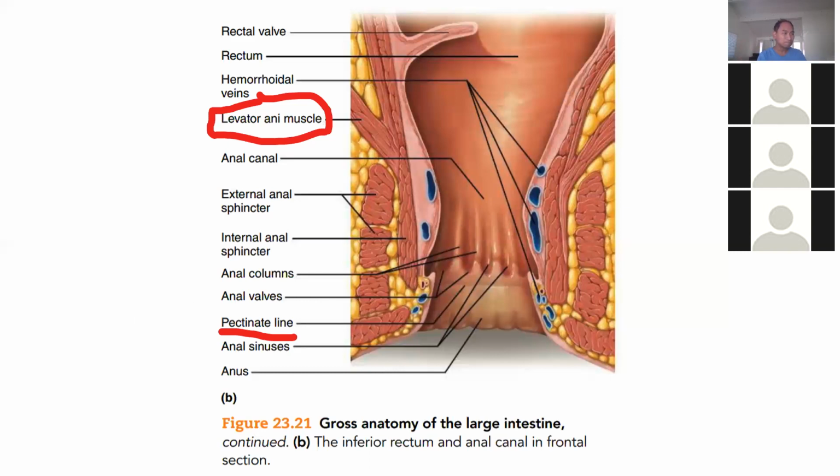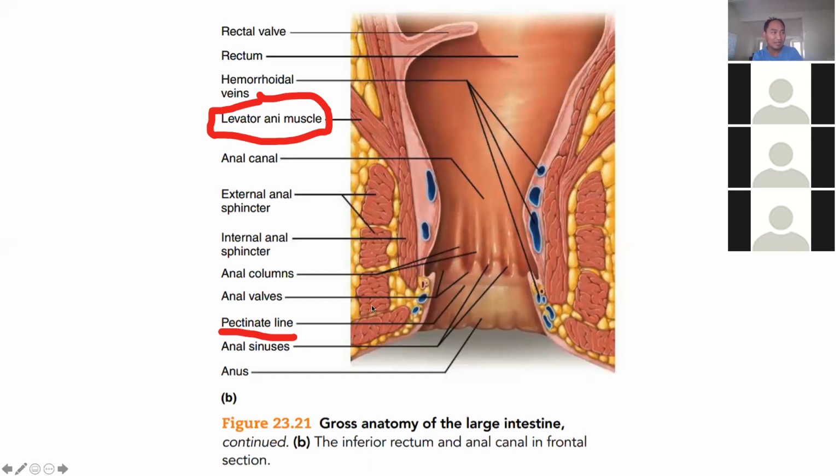Yeah. And if we keep looking, there is a little line here, at the base of the anal valves. That is what we call the pectinate line. Look at that pectinate line. Pectinate line is here. Now, what is the significance of this pectinate line? Now the important facts.